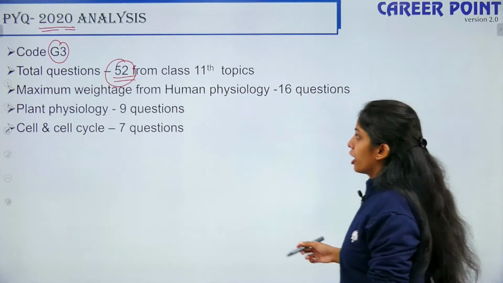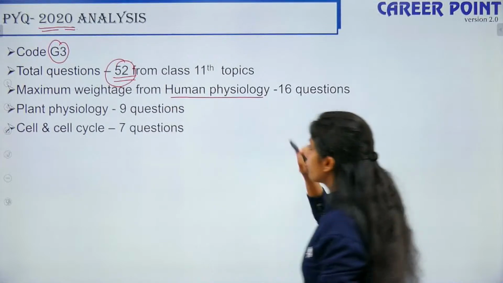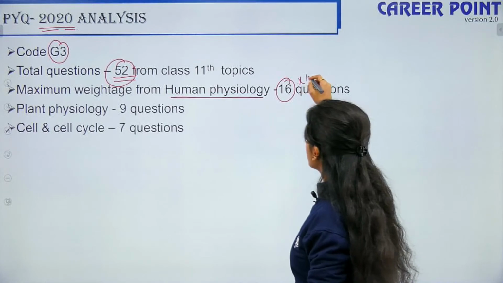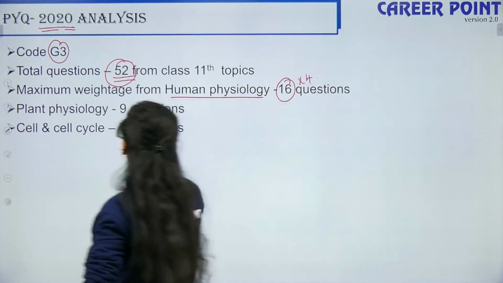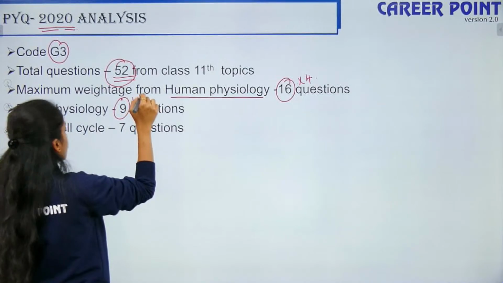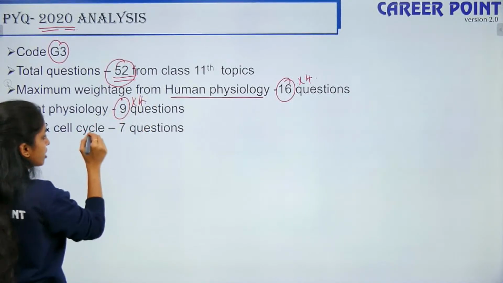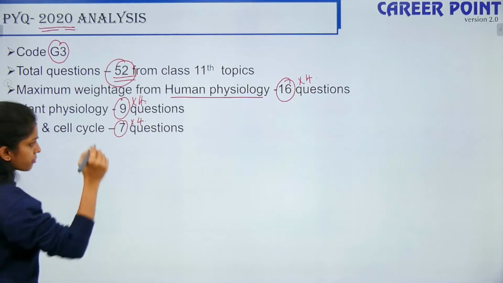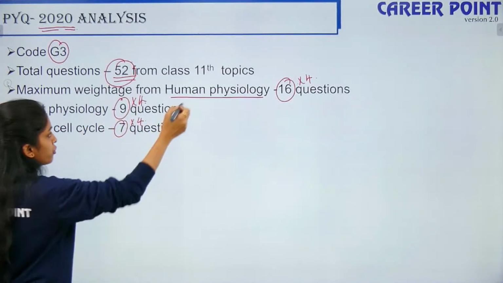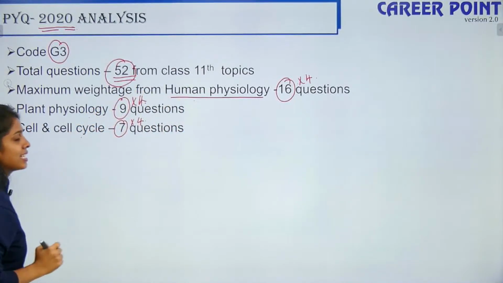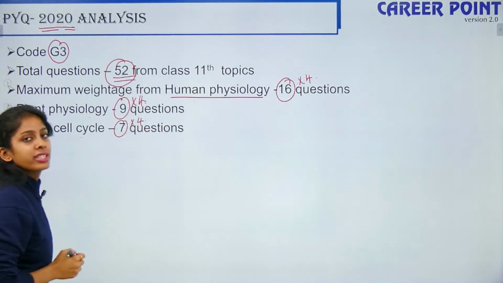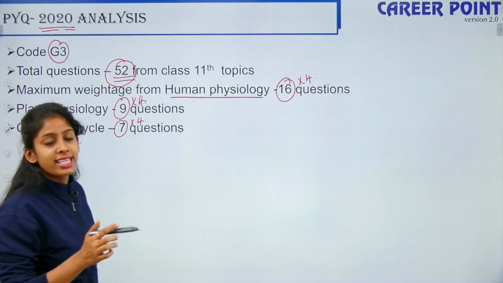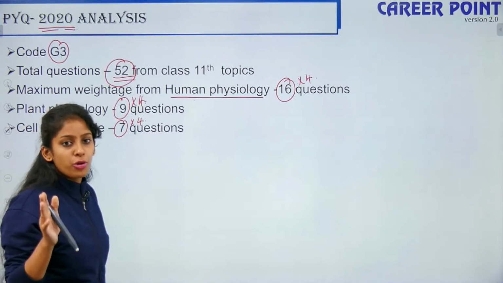How are you? Okay, so the maximum weightage is in human physiology. It has 16 questions. Please calculate like this: 16 into 4. Plant physiology has 9 questions, 9 into 4. Then cell and cell cycle has 7 questions. The remaining are pretty less. So we will only talk about human physiology, plant physiology, and cell and cell cycle. Let's try to cover these questions. This is 16 plus 16, so we have 32 questions, which itself is a huge amount of questions, right?